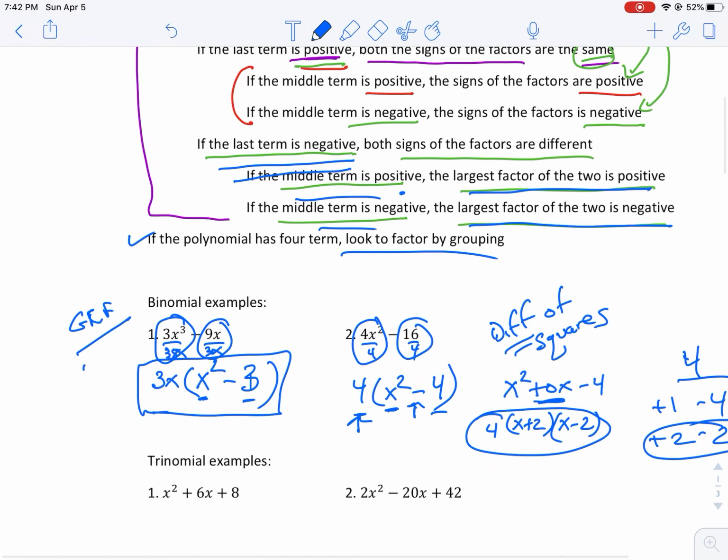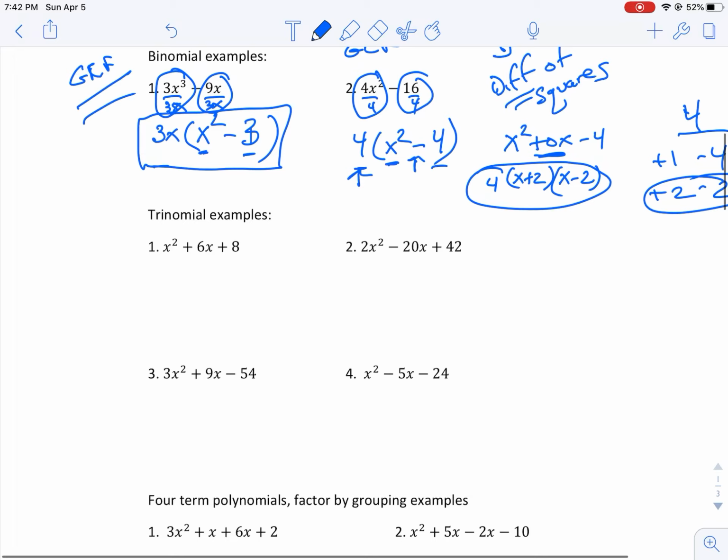So there are 2 binomials, one with only a greatest common factor and one with a greatest common factor and then a difference of squares. All right, those are the only 2 binomial examples you're ever going to see.